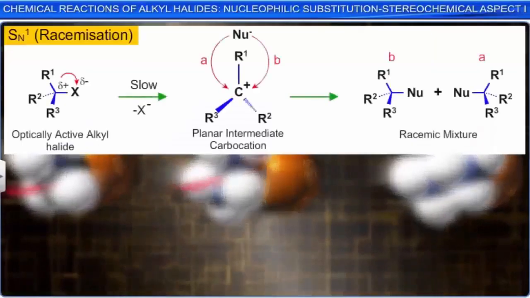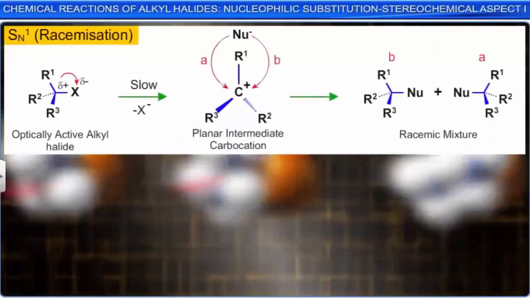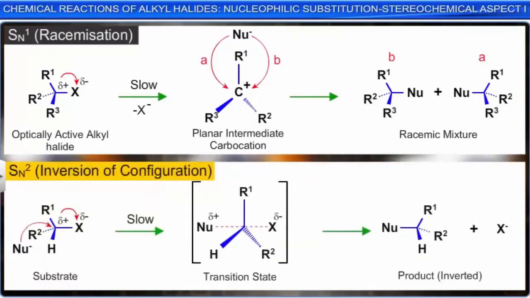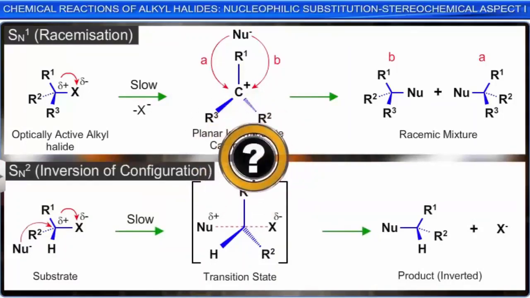You already know that an SN1 reaction proceeds with a complete racemization, while an SN2 reaction proceeds with a complete inversion. Why?